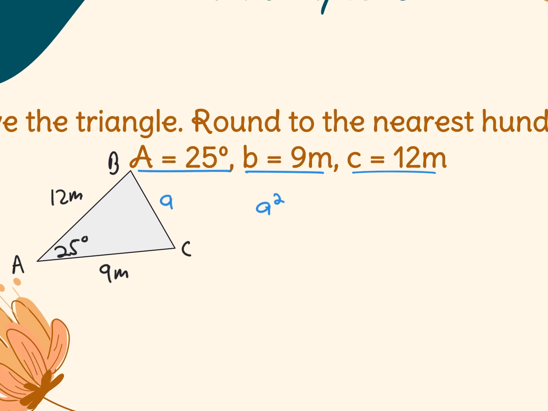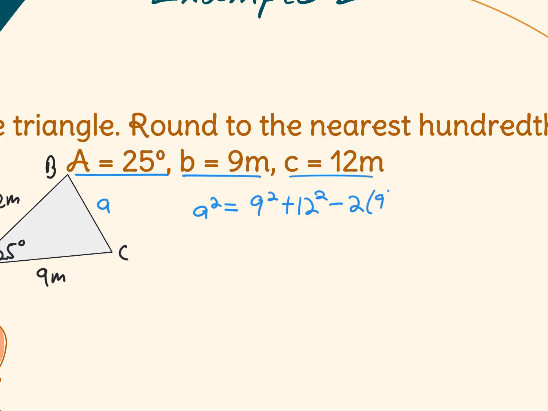So we're going to do A squared equals B squared plus C squared, so 9 squared plus 12 squared minus 2BC, so minus 2 times 9 times 12, times cosine of A, so cosine of 25. And you can plug that whole thing in your calculator. We know eventually we're going to square root it. If you want to square root it right away, that's also fine. I'm just going to do it in 2 steps. So 9 squared plus 12 squared minus 2 times 9 times 12 times cosine of 25.